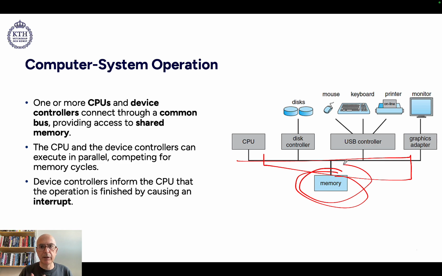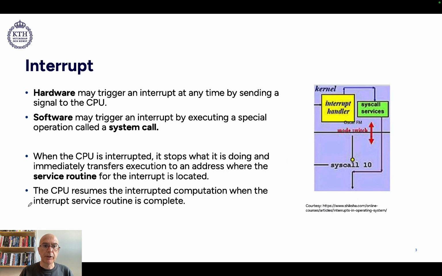So how do we handle the interaction with the shared memory and the requests? Well, device controllers inform the CPU that the operation is finished by causing a so-called interrupt. So what is an interrupt? First of all, we might have either a hardware or a software interrupt. Hardware might trigger an interrupt at any time by sending a signal to the CPU. So this interrupt is nothing else than a signal to the CPU.